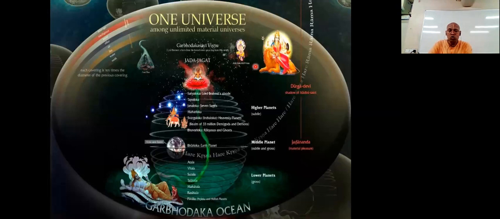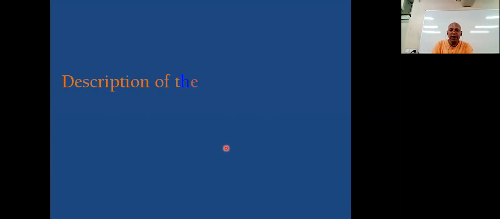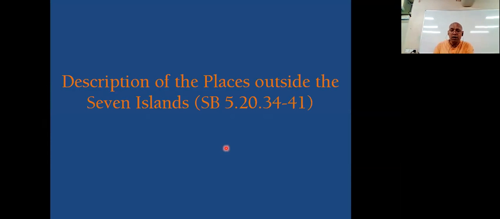So why is this image shown? This is not the complete Bhumandala. Whatever we have discussed is only 10% of the entire Bhumandala. There is 90% remaining. That 90% is further described in verses 34 to 41 of the 20th chapter of the 5th Canto.